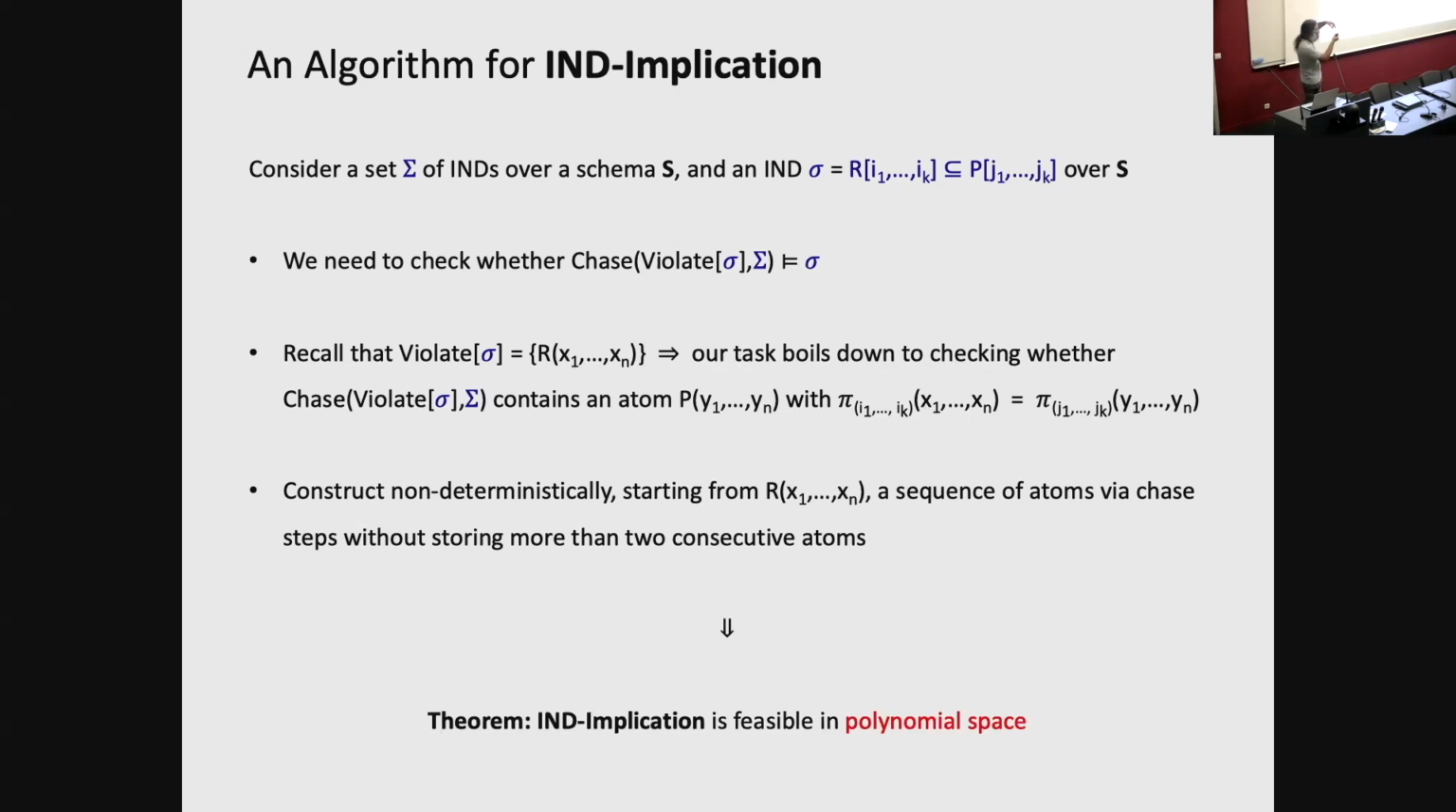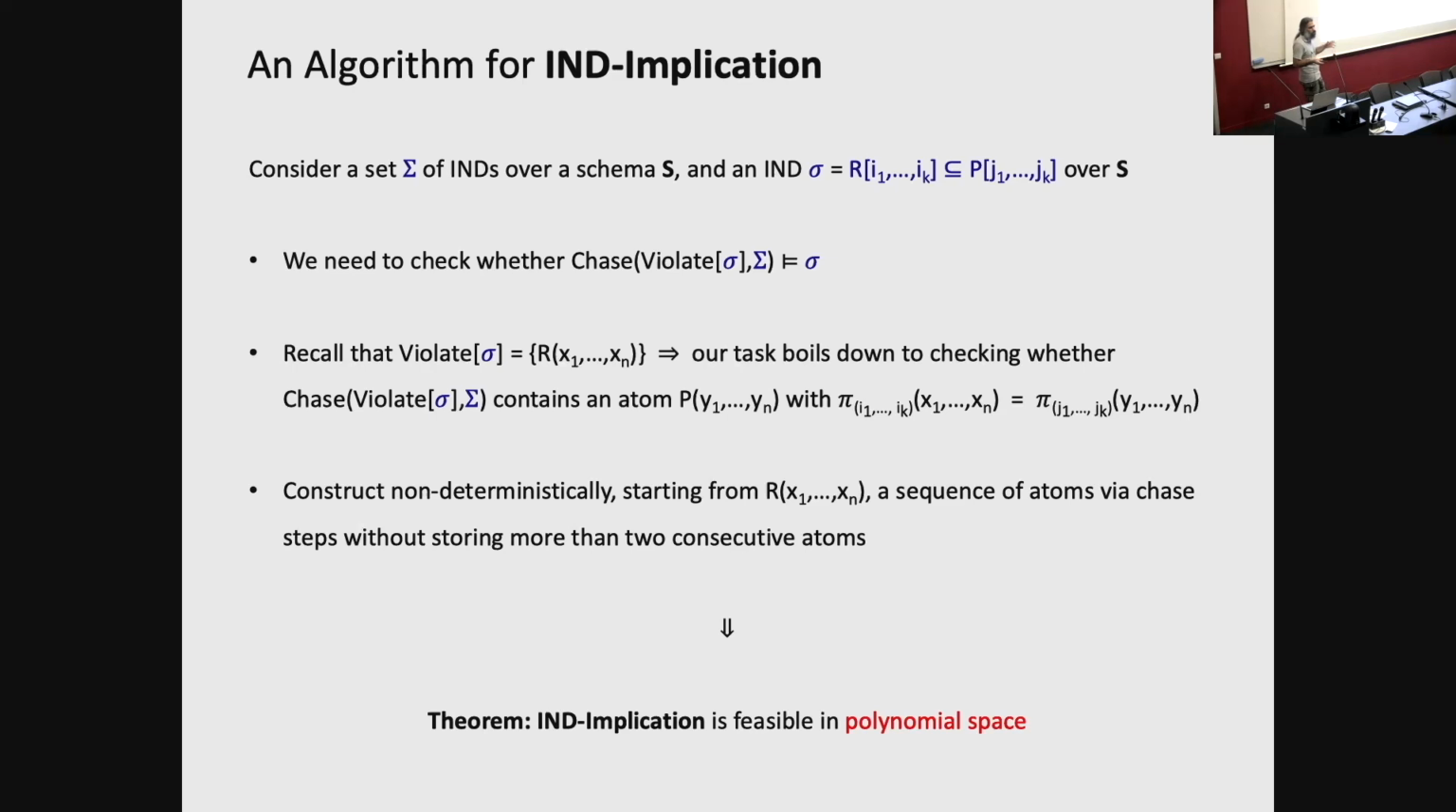And also the fact that I don't have to remember the whole history, only 2 consecutive atoms, right? In the end, this algorithm guarantees that we don't really need a lot of space. So in the end, this algorithm will allow us to prove that implication of inclusion dependencies is feasible in polynomial space. Okay, not time, space, right? And in fact, we can prove that this is the best that we can do. One can complement this upper bound with a lower bound and show that this is a p-space complete problem.